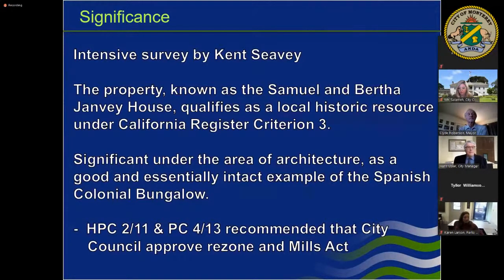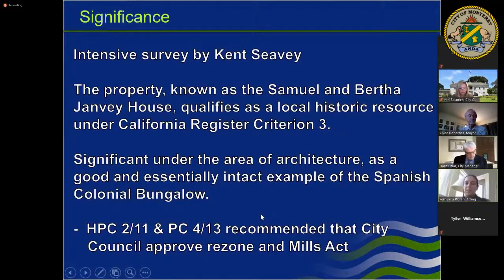This criterion says that the property can be eligible to be designated historic if it's significant under the area of architecture. And this house was found to be a good and essentially intact example of the Spanish colonial bungalow style, which started to be found in Monterey in the 1920s. And as Mr. Mayor said, the Historic Preservation Commission and Planning Commission have already reviewed this project and have recommended that the City Council approve the rezone and Mills Act.